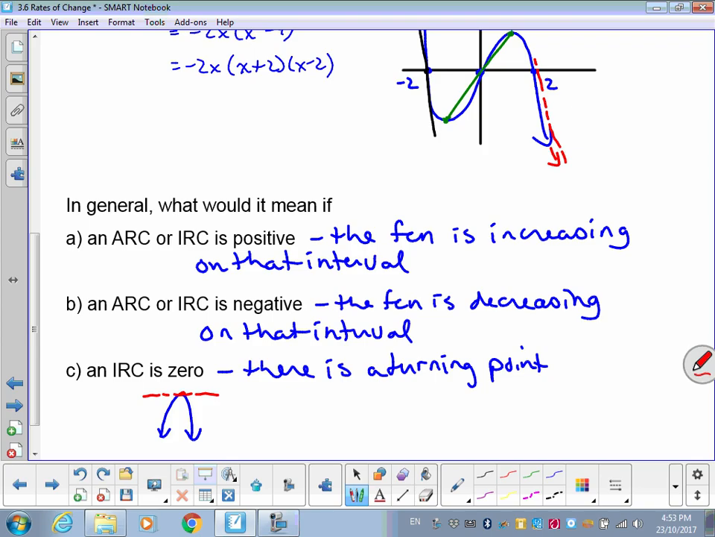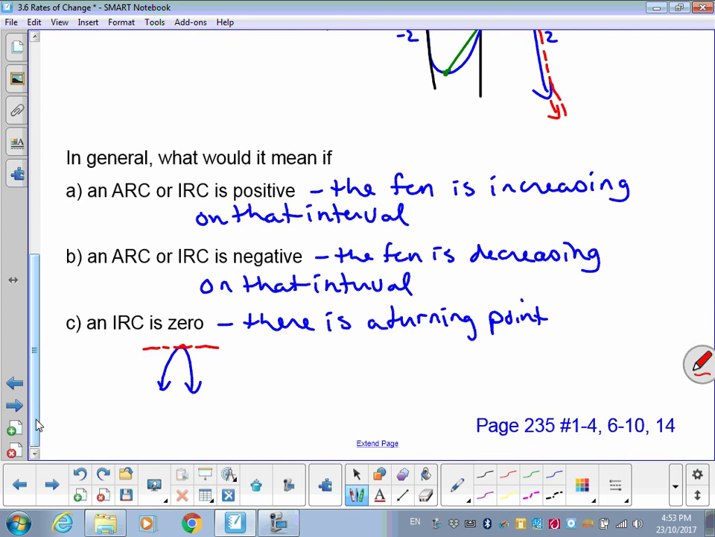Notice that in part C, I didn't say that the average rate of change was 0. Why not? Does the average rate of change of 0 mean anything? I'm going to leave that one with you to ponder, and we'll talk about it together tomorrow.